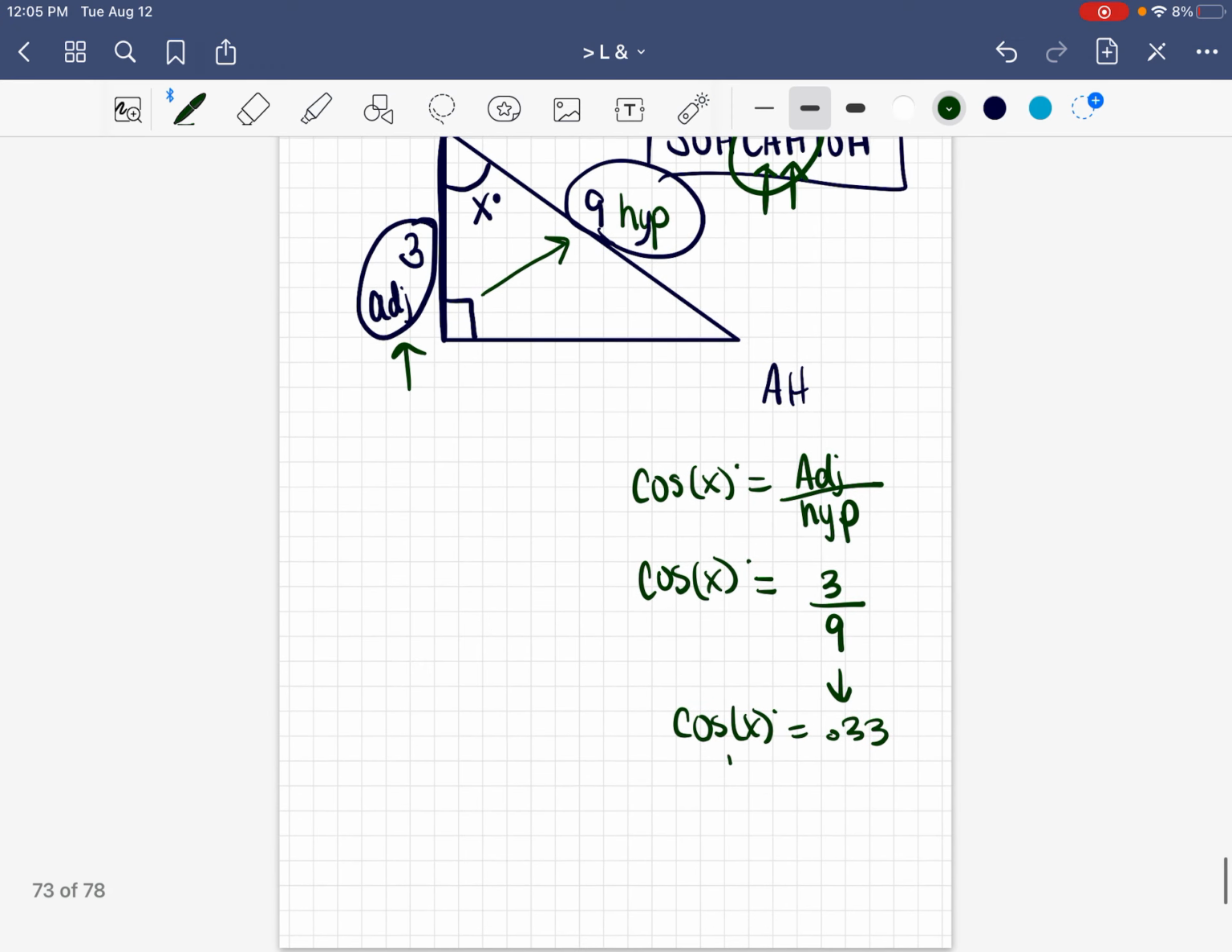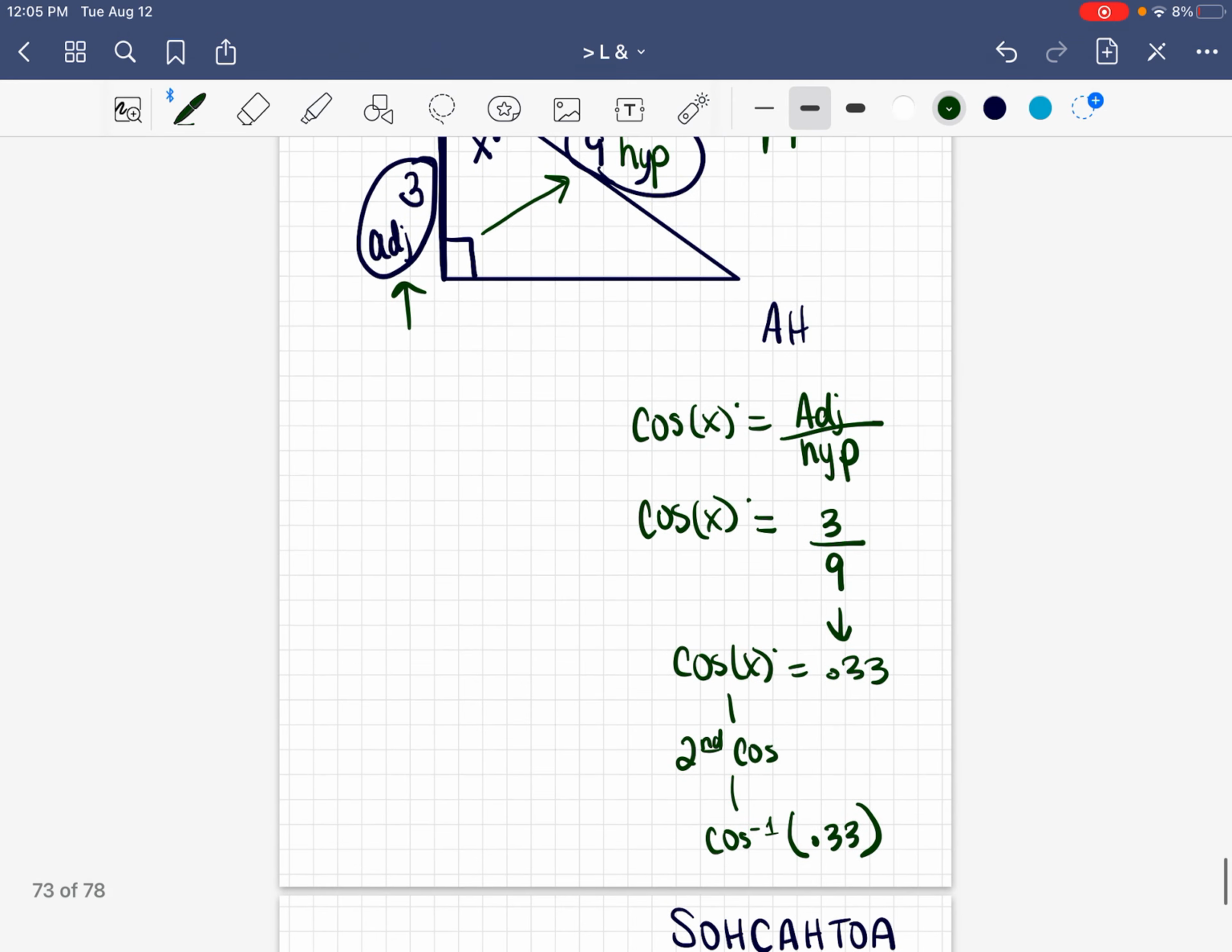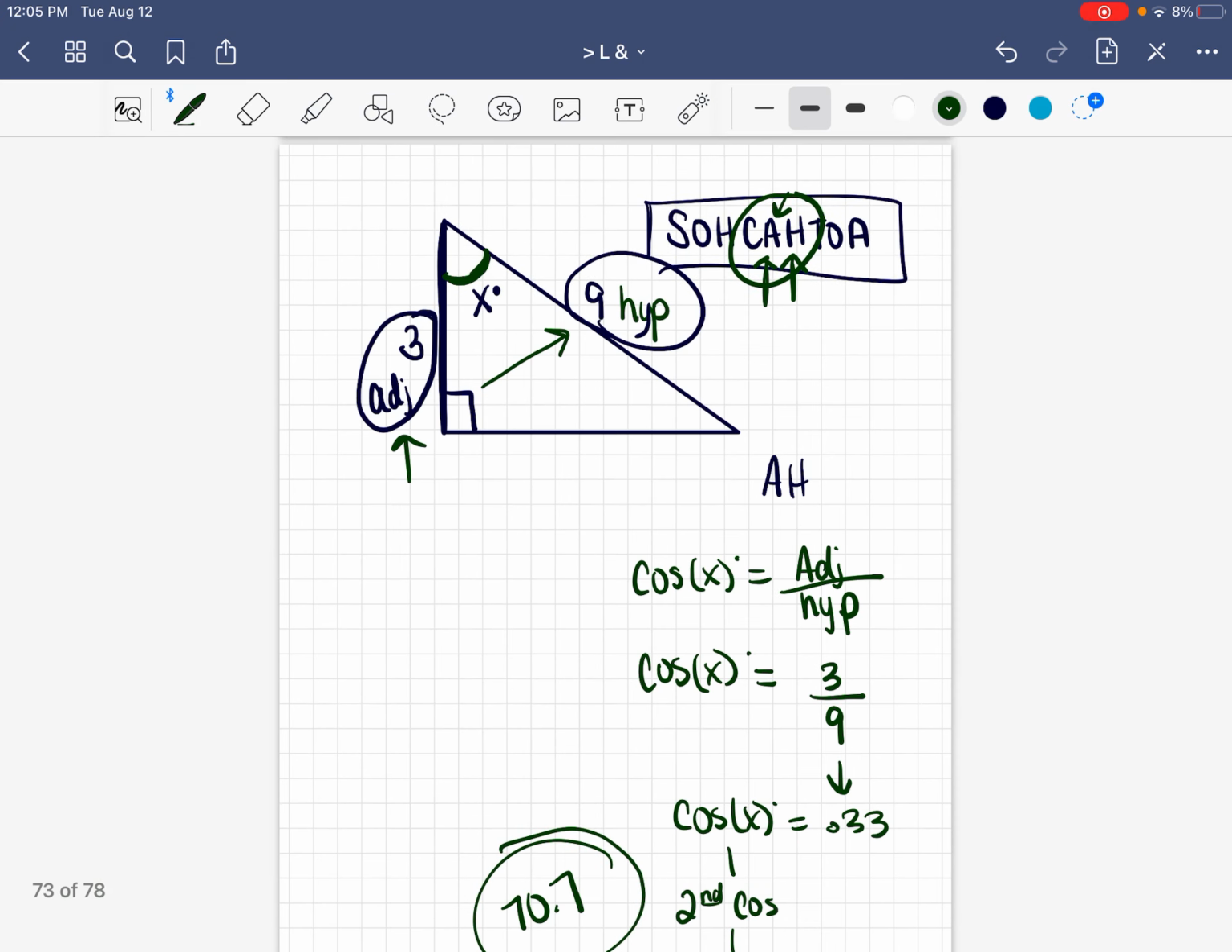Now we go ahead and put this into our calculator. How do we do that? We do second cosine. So second cosine. And what should come up in your calculator is cosine to the -1, parentheses. That's when you're going to add the 0.33, and we're going to close the parentheses. And then we're going to hit enter. And after we hit enter, we get 70.7. So what does this mean in terms of X? It means that the angle X is 70.7 degrees. So we just found what the measurement of angle X is.